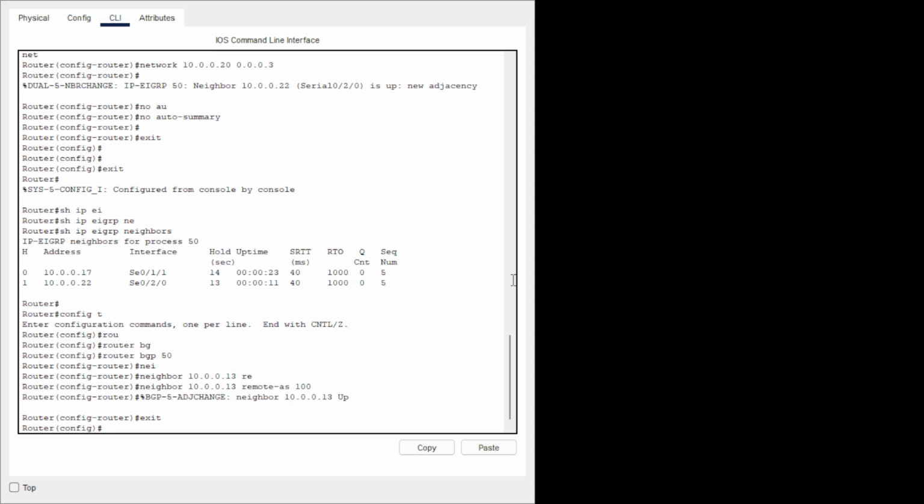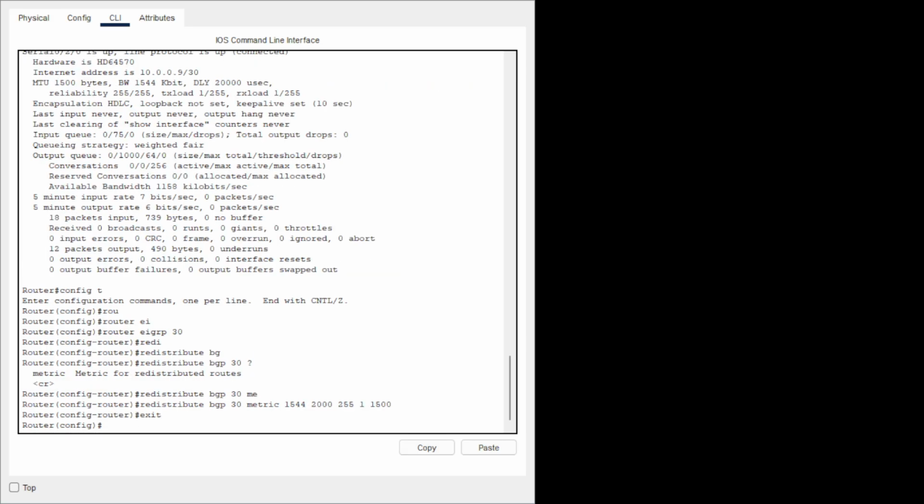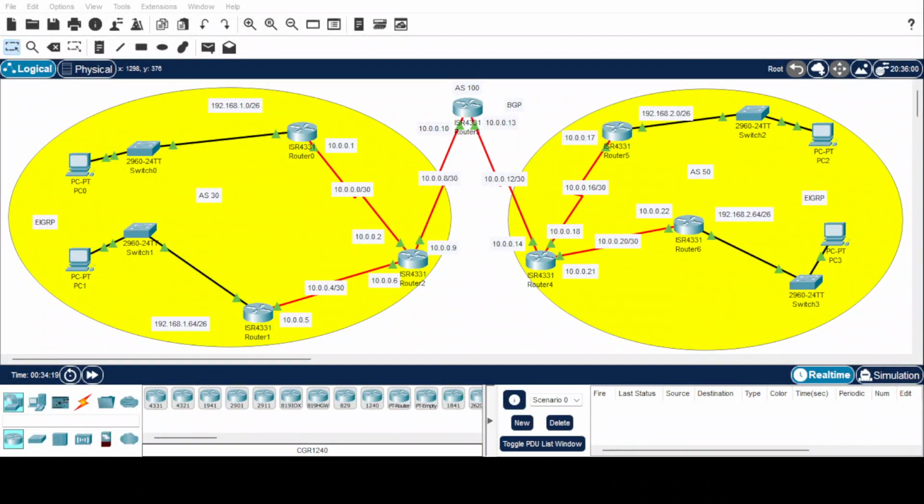Okay, here I have redistributed both the EIGRP and the BGP into one another. So similarly we have to do it for router number 4.